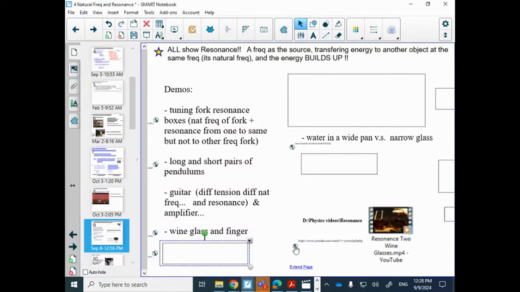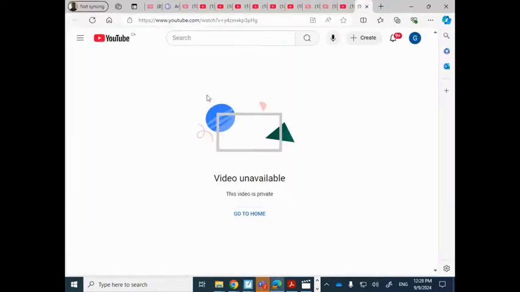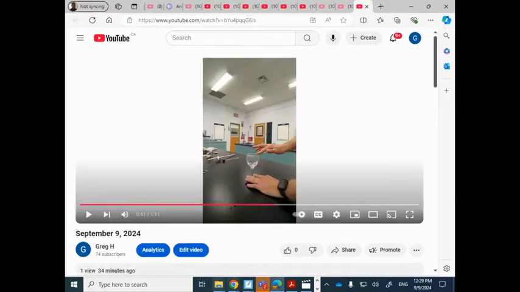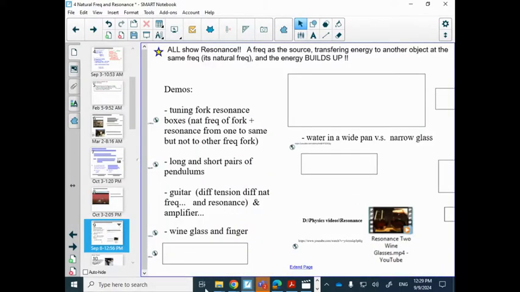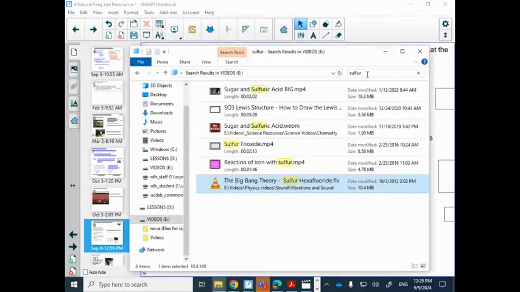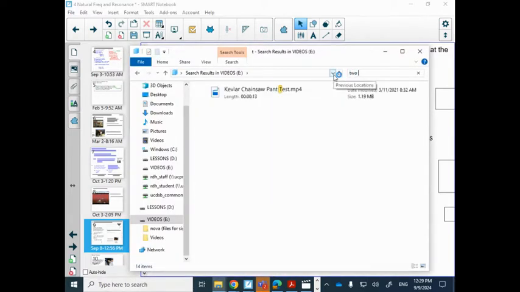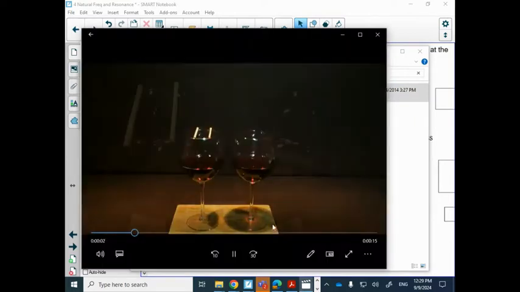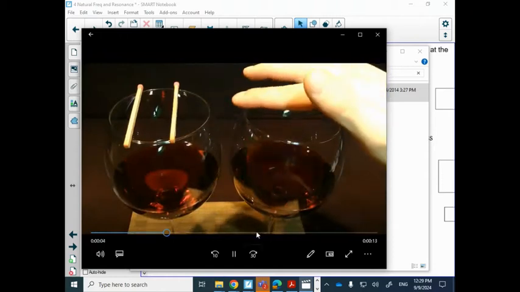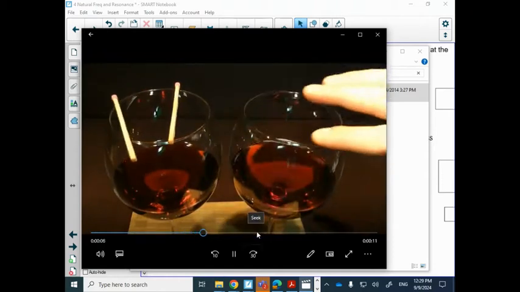The resonance one between two wine glasses, kind of neat. I don't have two wine glasses here, so go to my files for that one, I guess. So two wine glasses. There we go. All right. So this is just showing resonance kind of in a way too, right? These two wine glasses.